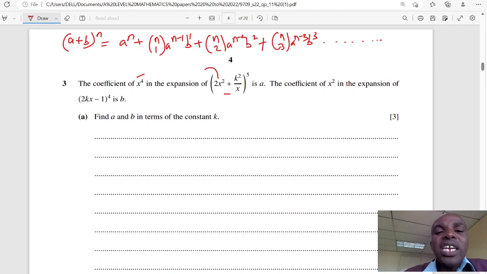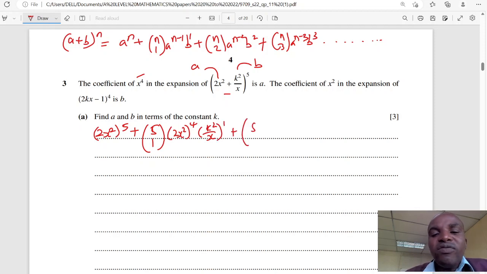Right. So our a here is 2x squared. Our b here is k squared over x. So I will say 2x squared, that's my a to the power n, which is 5. N is the power. Plus n choose 1, which is 5 choose 1. Then a, that is 2x squared to the power 5 minus 1 is 4, times b, which is k squared over x to the power 1. Then plus 5 choose 2, then 2x squared to the power 5 minus 2 is 3, then times k squared, that's my b, over x to the power 2.